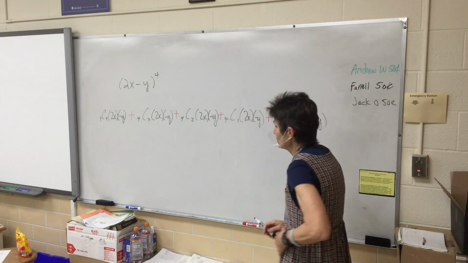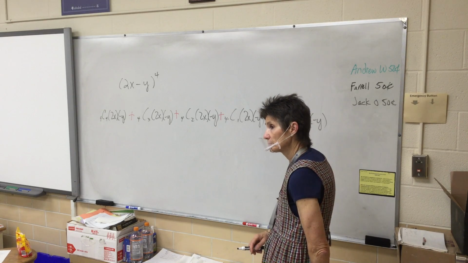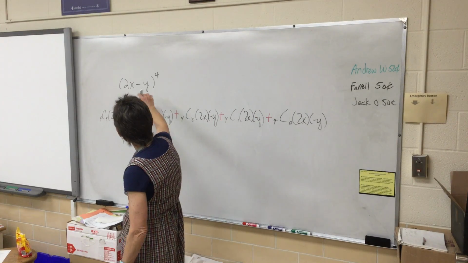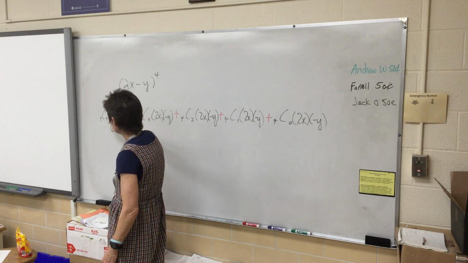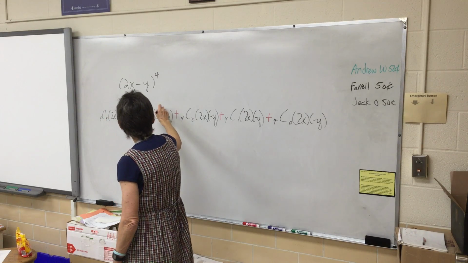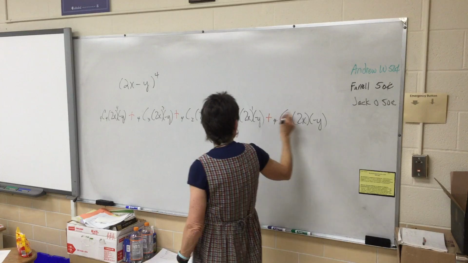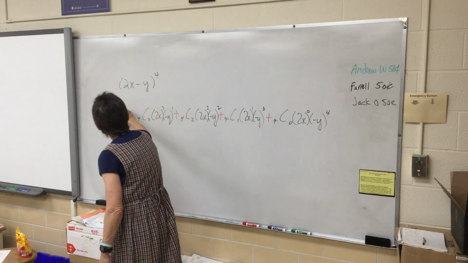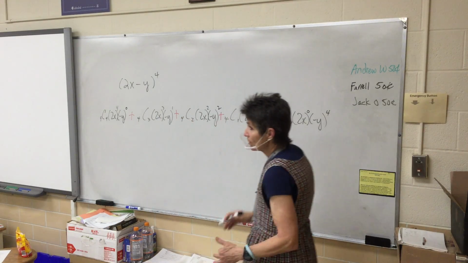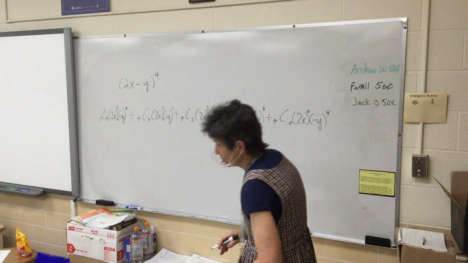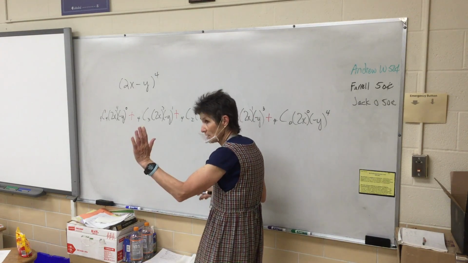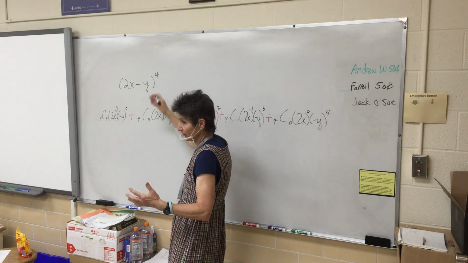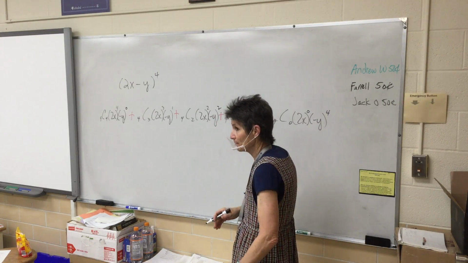What's the only thing left to do? Simplify it. Right, I put the powers on. Remember, if you're raising this to the fourth power, this will be a 4. The first 2x will be a 4. And then 3, 2, 1, 0. 4, 3, 2, 1, 0. So every problem like this that you do is going to be constructed exactly the same way. The numbers will be different because the problem will be different, but the structure is exactly the same.